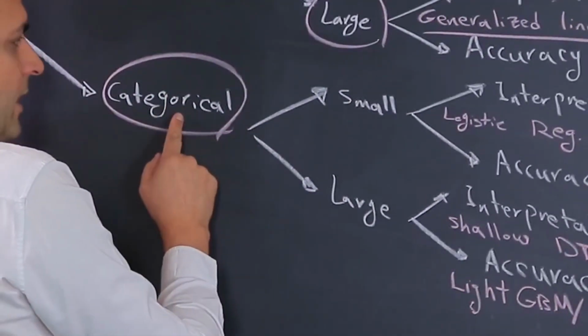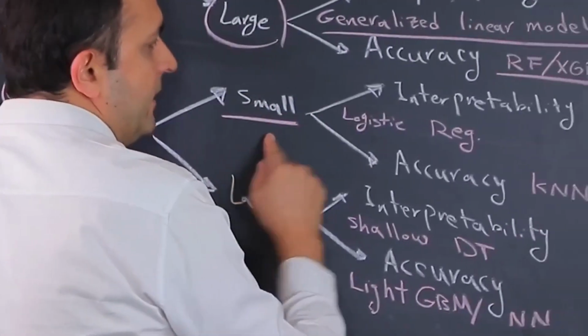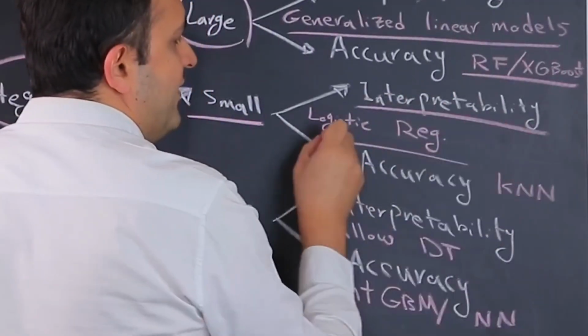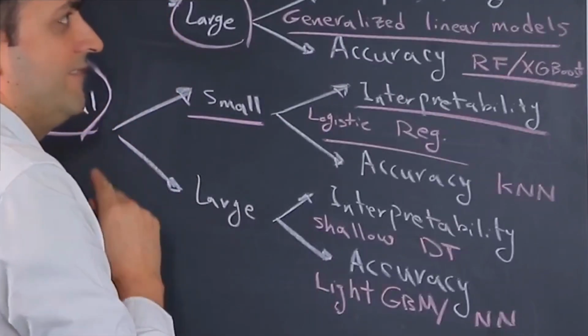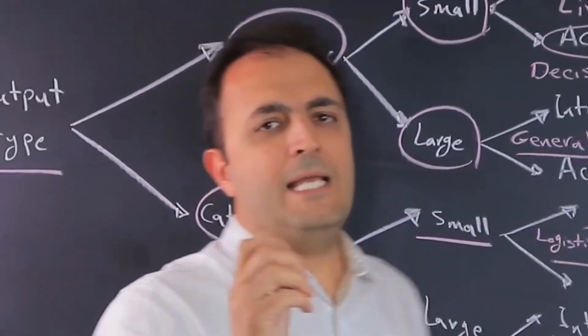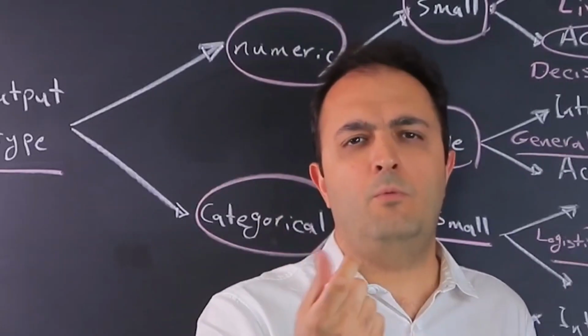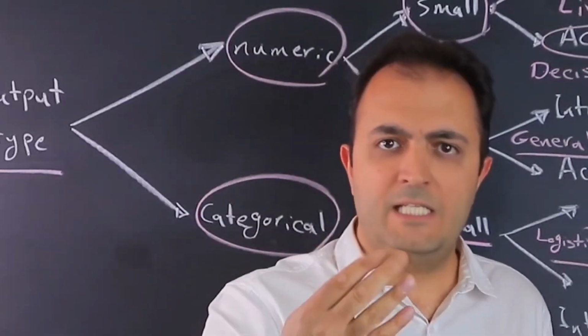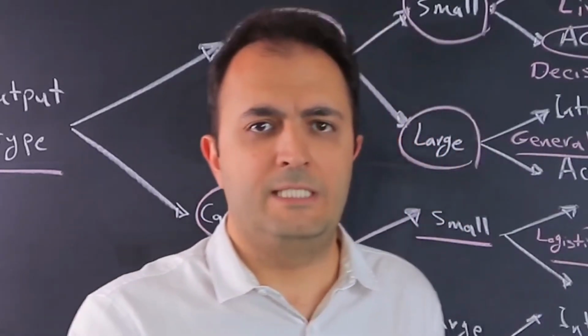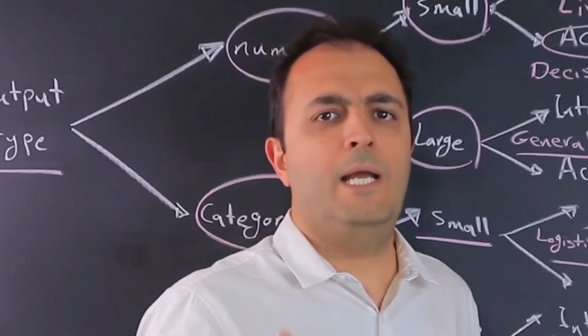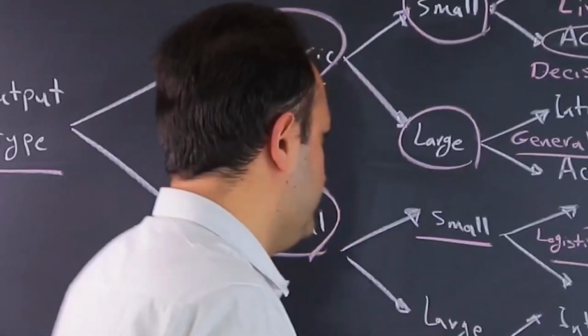If we're in the categorical branch and our data set is small and interpretation is important to us, the method we use is logistic regression. Like what? Like diagnosing whether someone has a disease or not with a limited set of data. Why is interpretation important? Because we're talking about a disease. So it's important to know why the model actually made such a decision.